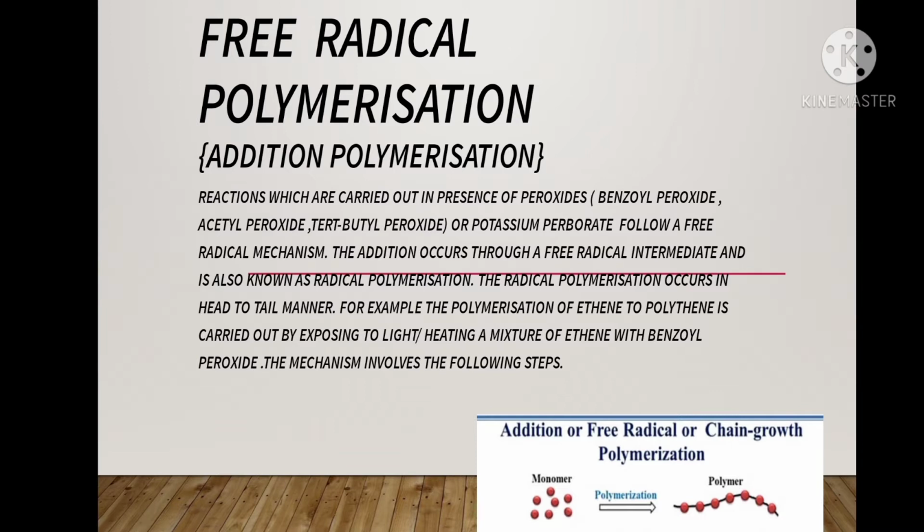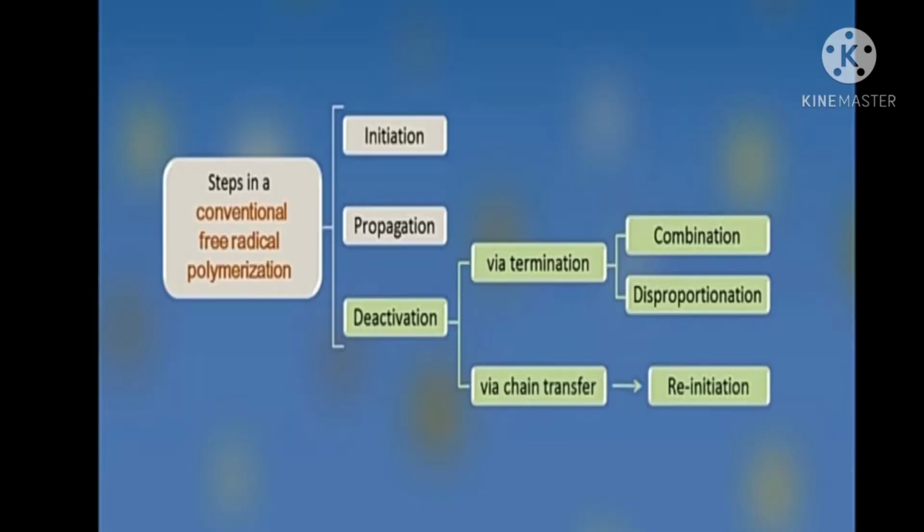For example, the polymerization of monomer ethene to polyethene is carried out by exposing to light, heating a mixture of ethene with benzoyl peroxide. Now we will see the mechanism of free radical polymerization in the following slides. But before that, let's see this pictorial representation. Here the monomer is polymerized.